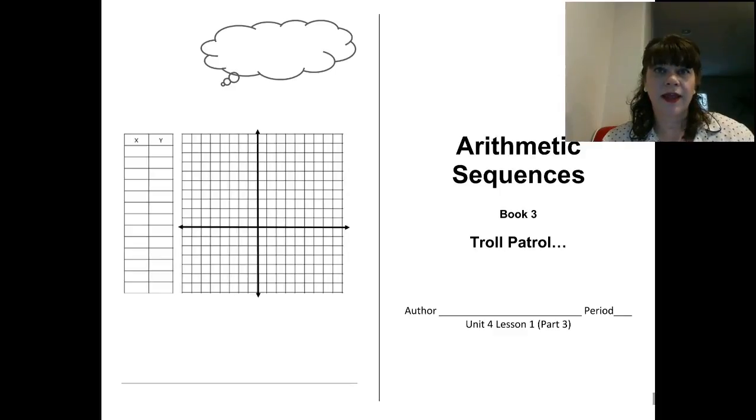Hey, Algebra 1, here we are on book 3 of Arithmetic Sequences. Troll Patrol. Troll Patrol? What? Oh man, this just keeps getting weirder and weirder.